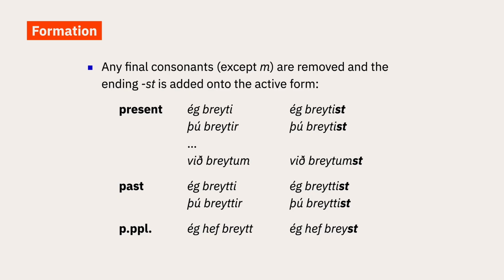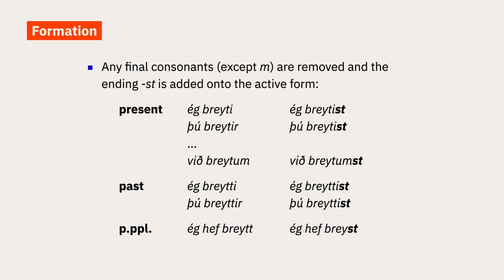To form the middle voice, whatever consonant we have on the end of the active verb form, unless that's M, we remove that and then we add the ending -st. So we have the example here, ég breyti, I change. Ég breytist, middle voice. Þú breytir, þú breytist. In the second one, we've just removed the R, and that's given us þú breytist. And you can see that actually ends up being the same as the first person form. We skip down to við breytum, first person plural, and then we would just add við breytumst.